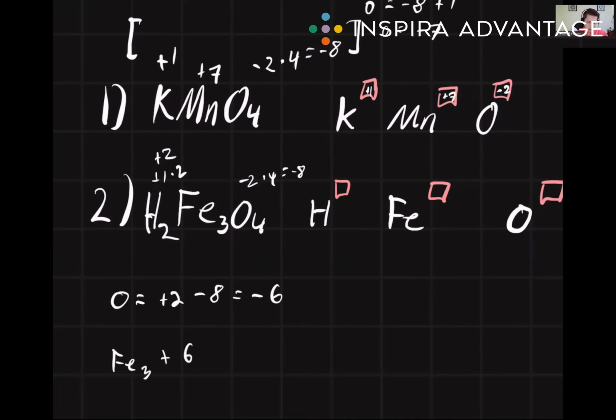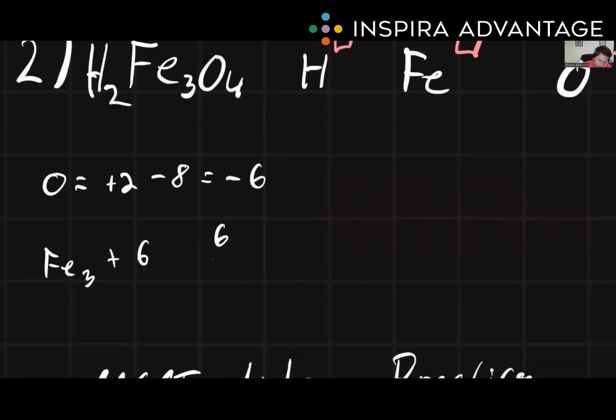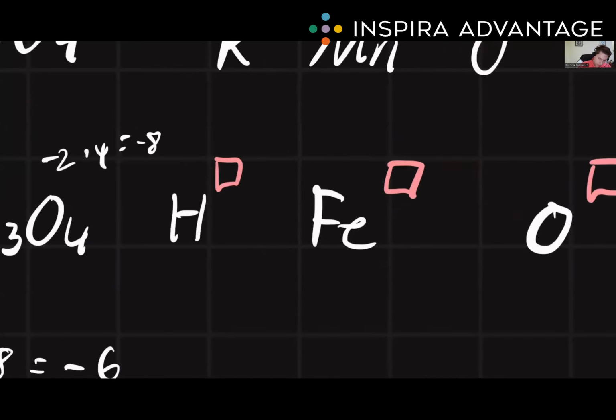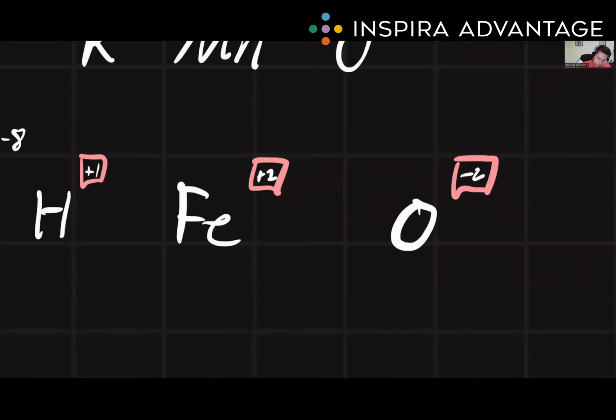But you might see what's wrong here. Well, we've got 3 irons. We have to figure out how much charge each individual iron is contributing. To do this, we can just do some division. Just take 6 divided by our 3 irons to get the charge being contributed by each iron of 2. So we can plug that into our work up here. We said our hydrogen is +1, our iron is +2, our oxygen is -2.